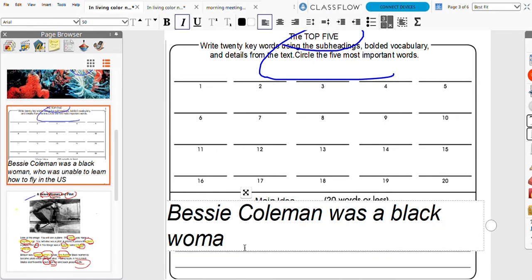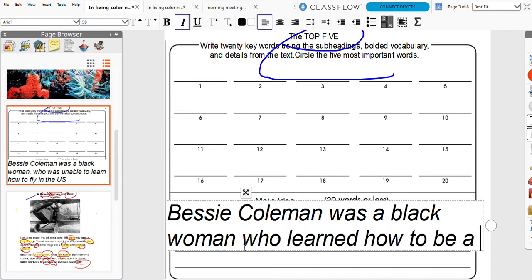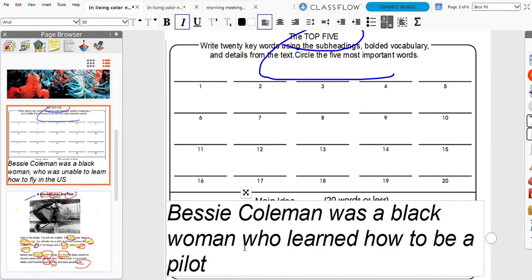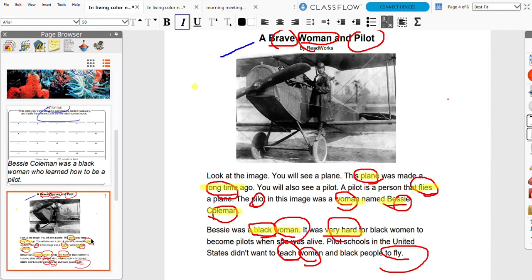How about Bessie Coleman was a black woman who learned how to be a pilot? When I look at that right there, Bessie Coleman was a black woman who learned how to be a pilot. That really does cover most of the words that we've come across. Bessie Coleman, black woman, pilot, 1, 2, 3, learned, 4, 5. Those are 5 of the top words there.